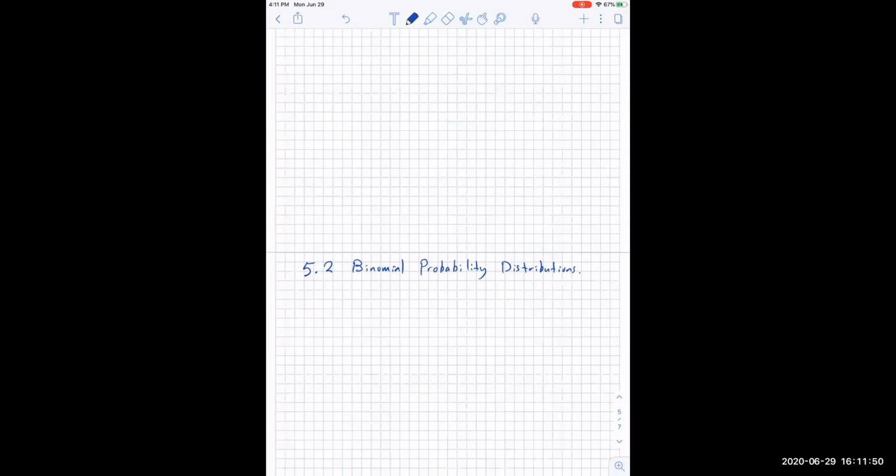So in the previous section, we talked about general discrete probability distributions. And today, in this section, we're going to focus on one specific distribution, which is called the binomial probability distribution. I'm going to give you guys the definition, and then we'll discuss it. Let me take a picture of the definition.